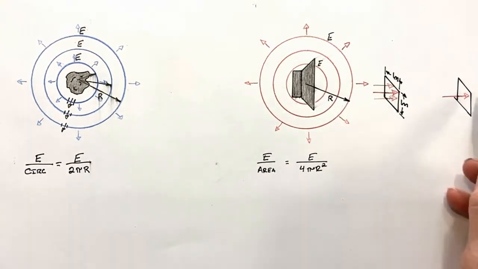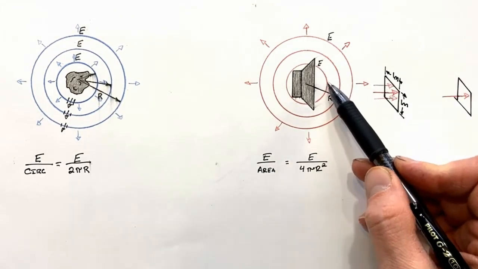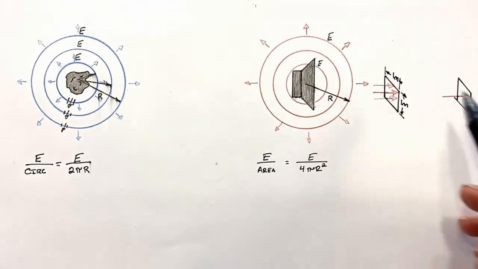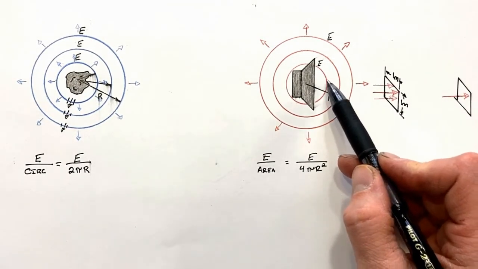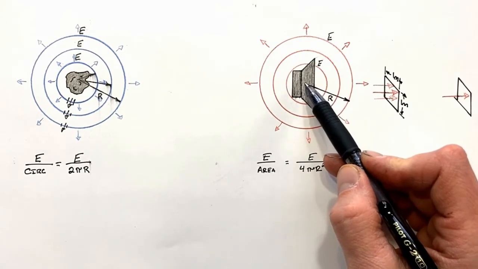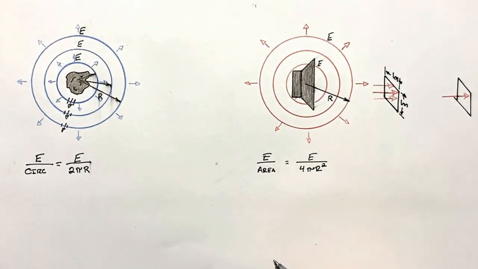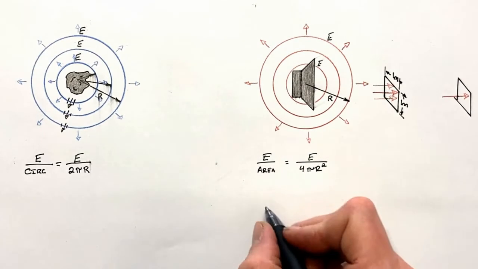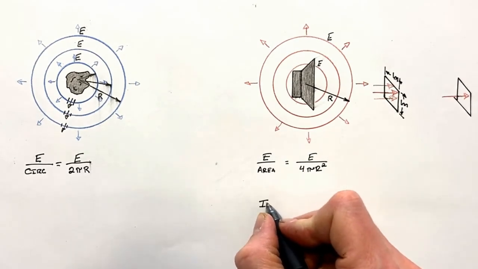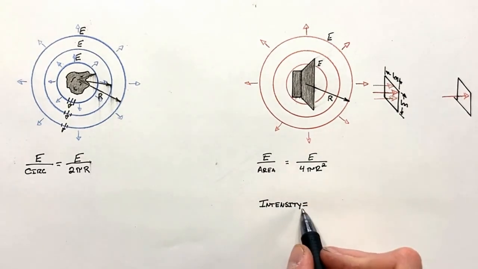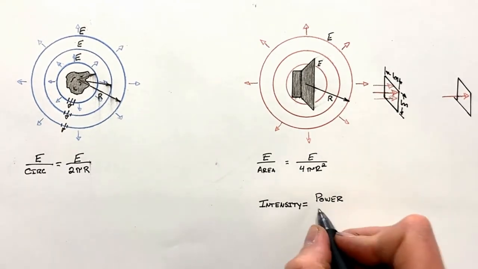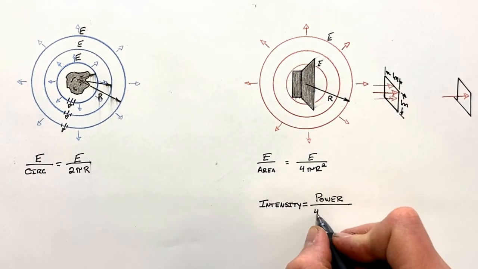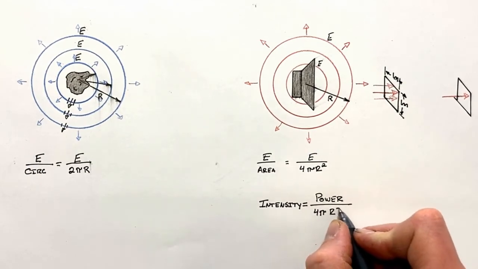Now, when dealing with sound, we don't talk about sound as having a certain amount of energy per wave. That gets to be inconvenient. So what we do is we talk about the power of the sound source. When we actually define intensity of sound, we say the intensity of the sound is the power of the source over 4 pi r squared.